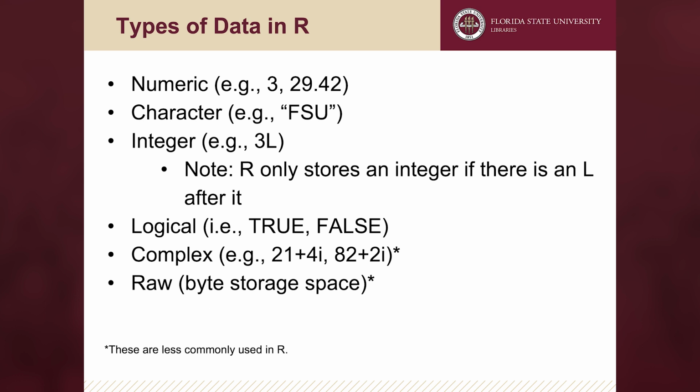So here are the different types of data. The first type is numeric, and these are just numbers. They can be whole numbers or they can be decimals. The second type are character variables. These are words or categories. And when you input a character variable, it has to be in quotes for R to understand it.